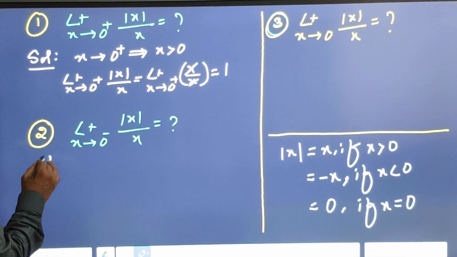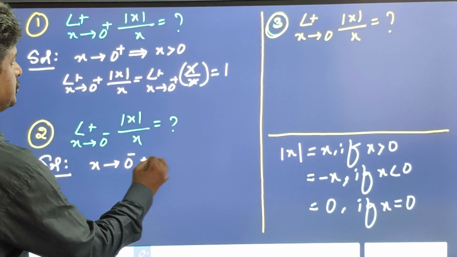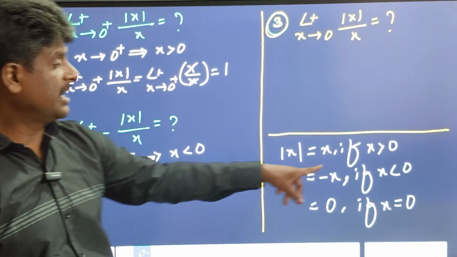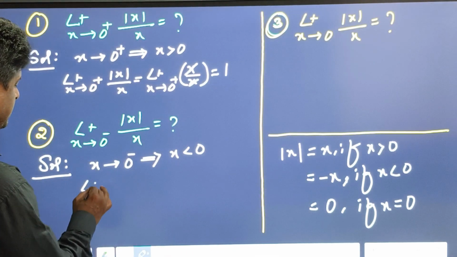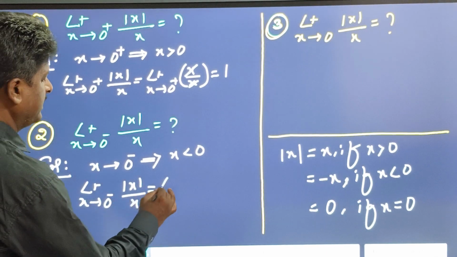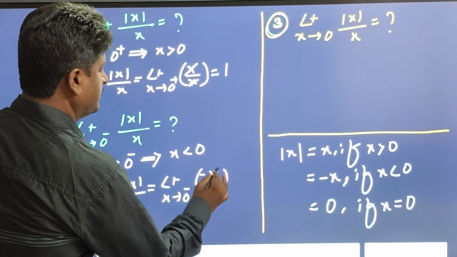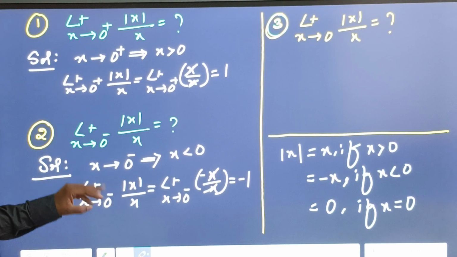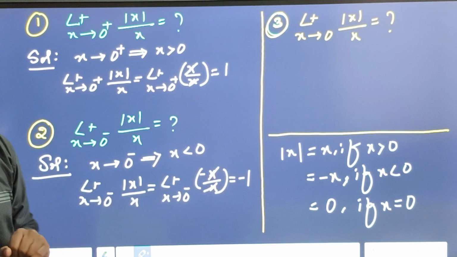Next, the left hand limit. As we know already, x tends to 0 minus implies x less than 0. When x is less than 0, the mod x outcome is minus x. That's why limit x tends to 0 minus mod x by x will be limit x tends to 0 minus of minus x by x, which is equal to minus 1. What did you observe here? Right hand limit is 1, left hand limit is minus 1.